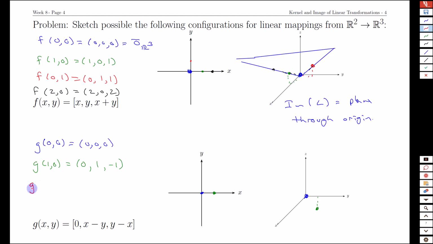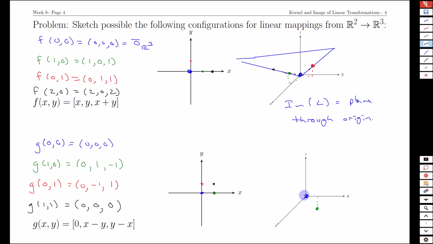Now let's do g of (0,1). So pick a point up here. G of (0,1) is again 0, and x minus y is negative 1, and y minus x is positive 1. And just to round it off, let's try a point here at (1,1). G of (1,1) is going to be 0, and 0, and 0: (0,0,0).